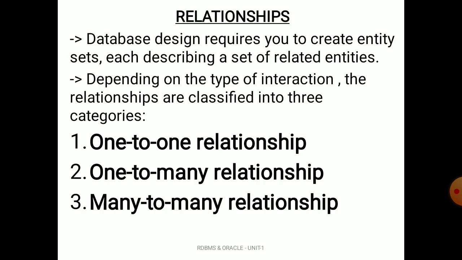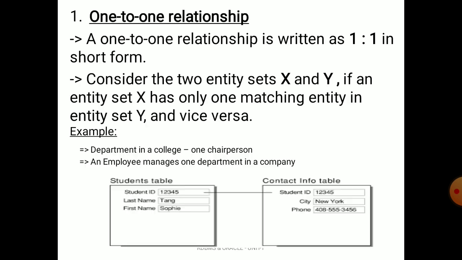Next, we discuss the relationships. The relationships are classified into three categories. First, one-to-one relationship. Second, one-to-many relationship. Third, many-to-many relationship. In the next slides, we are going to discuss one by one. First, one-to-one relationship. A one-to-one relationship is also written as 1:1 in short form.